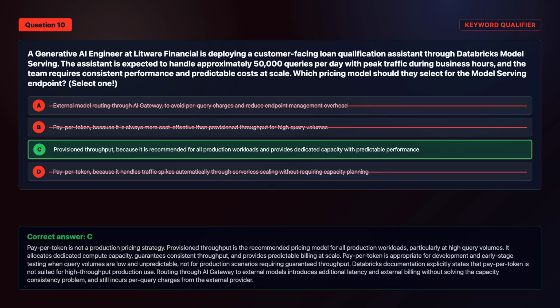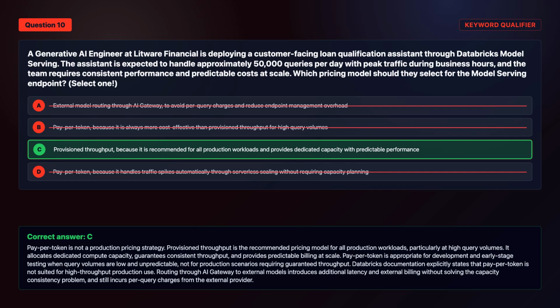The correct answer is option C. Pay per token is not a production pricing strategy. Provisioned throughput is the recommended pricing model for all production workloads, particularly at high query volumes. It allocates dedicated compute capacity, guarantees consistent throughput, and provides predictable billing at scale.